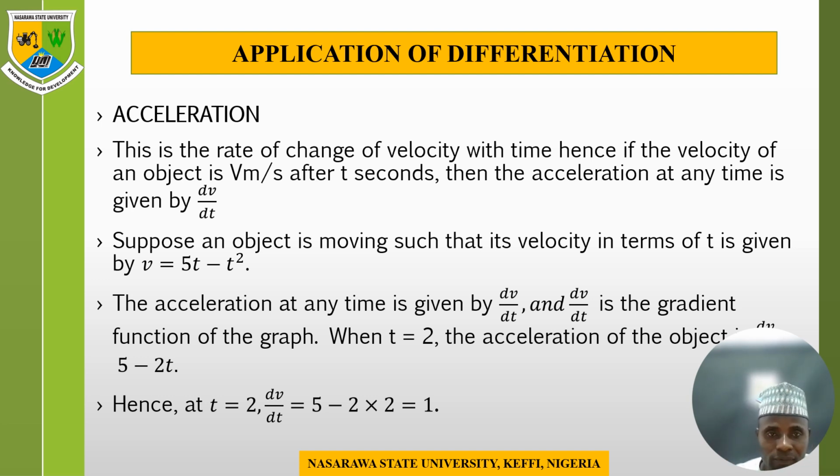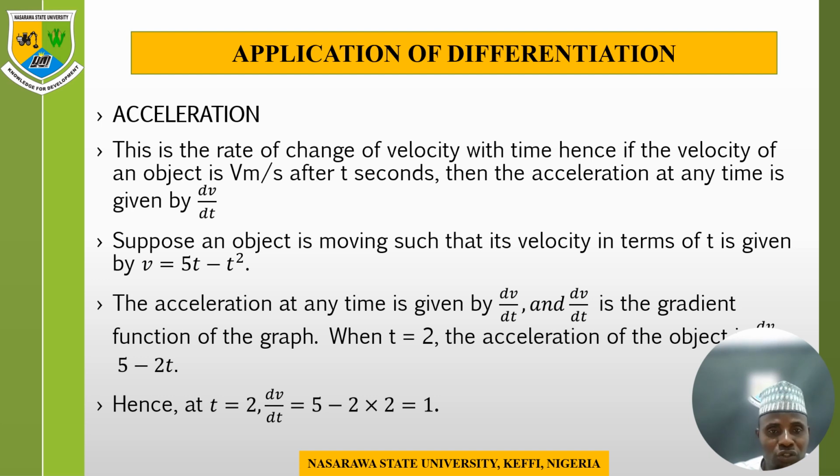Now let's see. We said the acceleration is the rate of change of velocity with time. Hence, if the velocity of an object is v meters per second after t seconds, then the acceleration at any time is given by dv over dt.